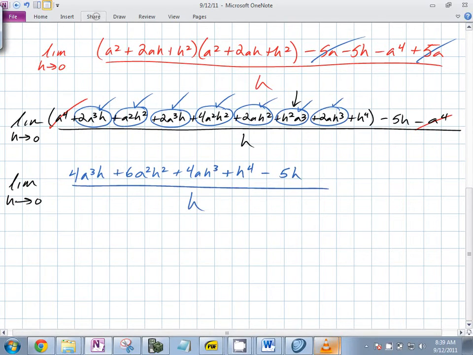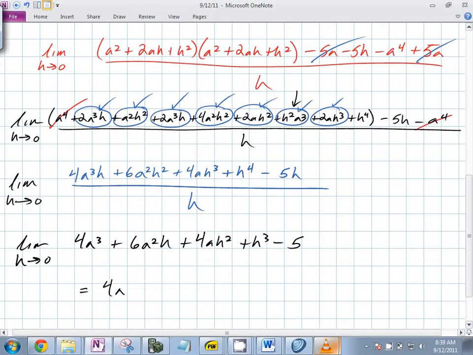So this becomes the limit as h goes to 0 of 4a cubed plus 6a squared h plus 4a h squared plus h cubed, minus 5. And as h goes to 0, what happens? This equals 4a cubed minus 5. So we now know that f prime of a is equal to 4a cubed minus 5.